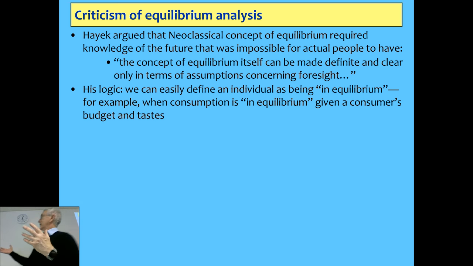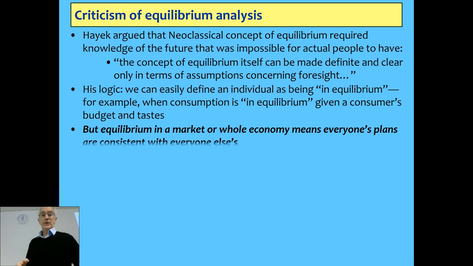But the basic idea is they try to describe how much people are going to buy of different commodities by trying to combine a budget that sets the maximum amount of money they can spend with their tastes, which is supposed to be smoothly varying between one good and another. And I showed you a bit of that in last week's lecture. So that's when you're in equilibrium. But that's for an individual.